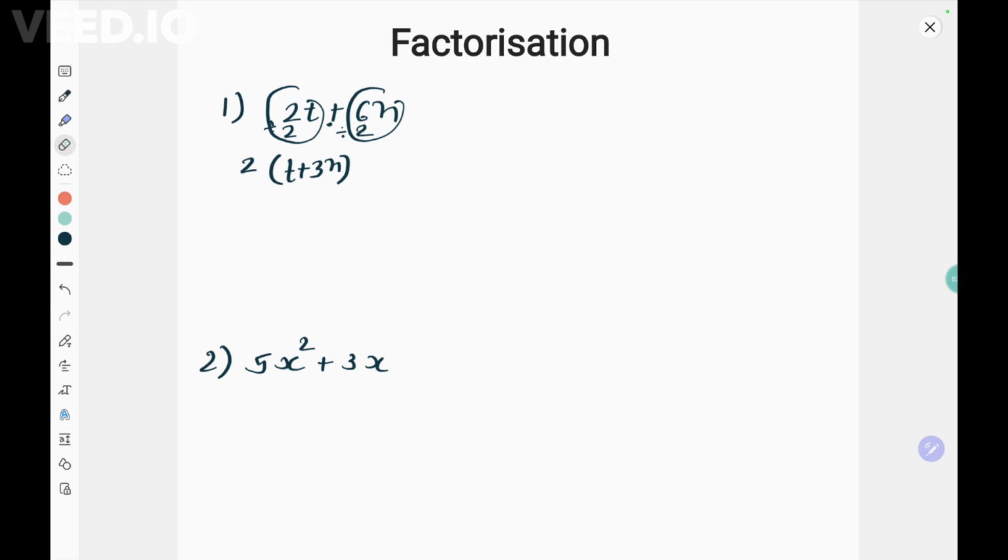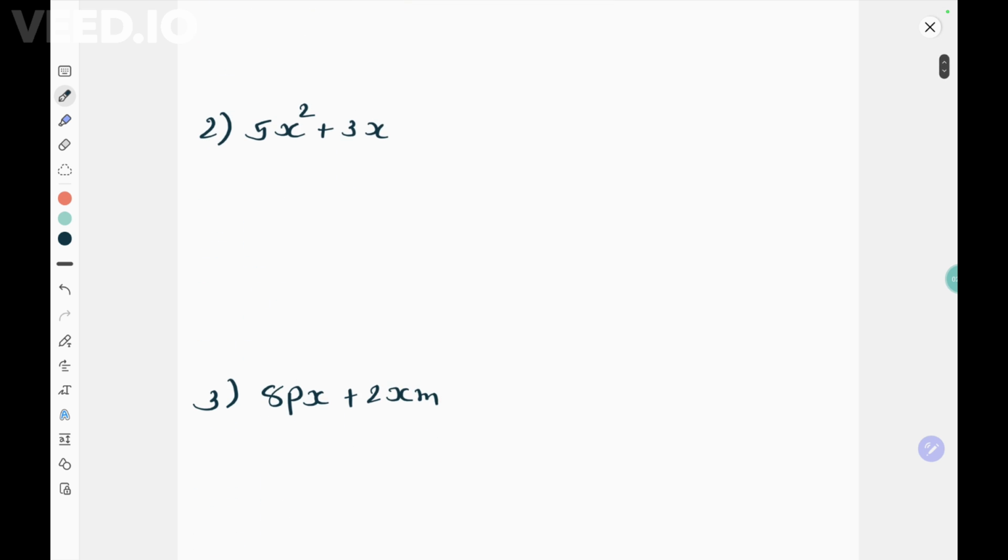If you expand this bracket with the 2, you will get back 2t plus 6n. If you want to cross-check and you are not confident whether my answer is correct, you can expand this bracket and you will get back your original expression. So expanding brackets and factorization are vice versa. Let's move on to the second example.